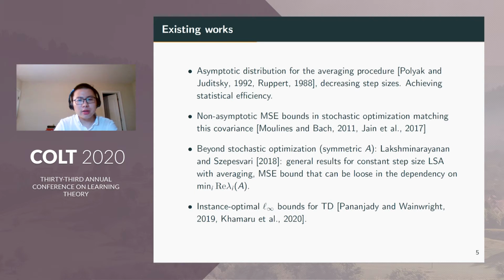And beyond the stochastic optimization setting, there's a recent result for general constant step size LSA, and they show some MSE bound for the averaged iterate. But the MSE bound can be loose in terms of the dependency on the minimum real part of eigenvalues. There is also recent work on instance optimal error infinity bound for value function estimation, as we will discuss later as an application of our general result.